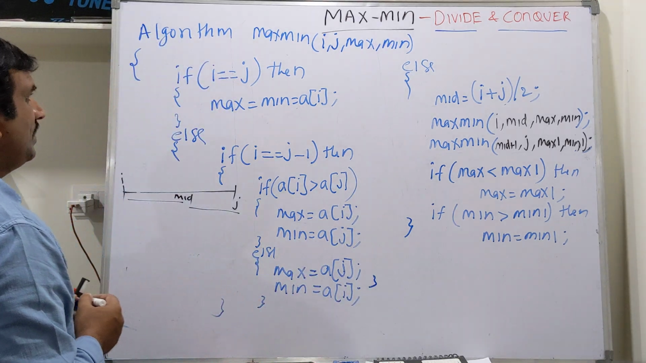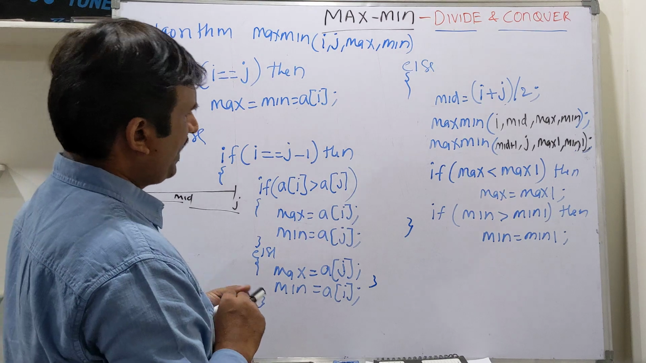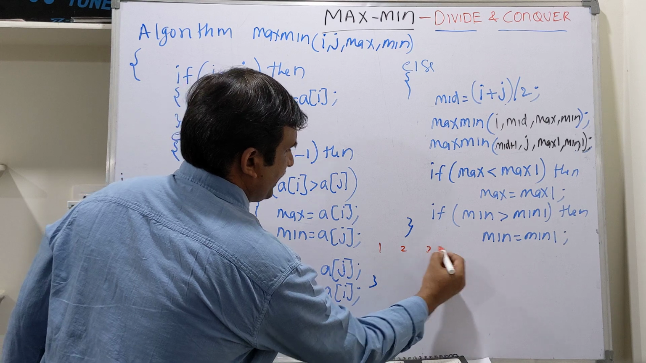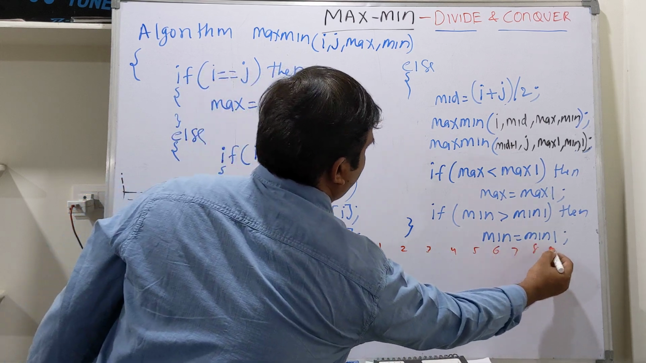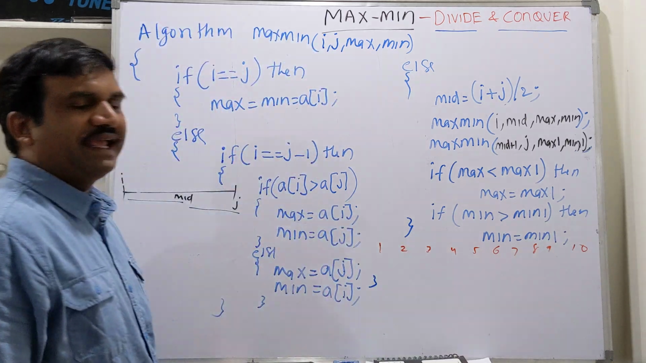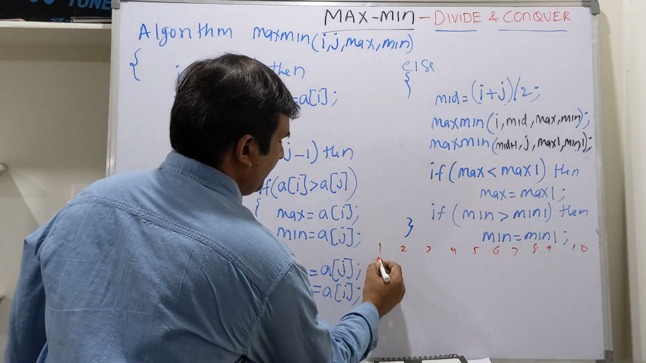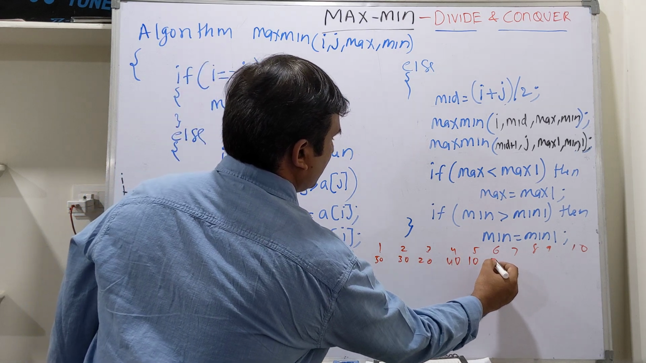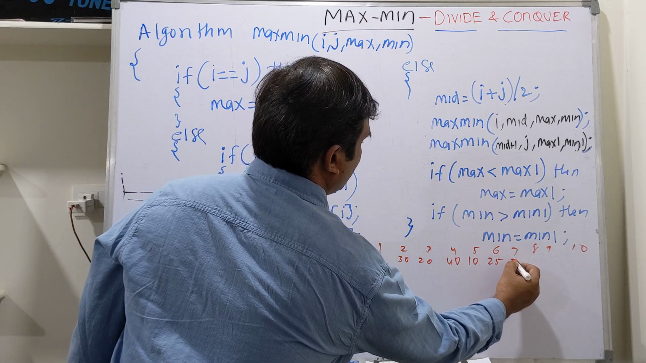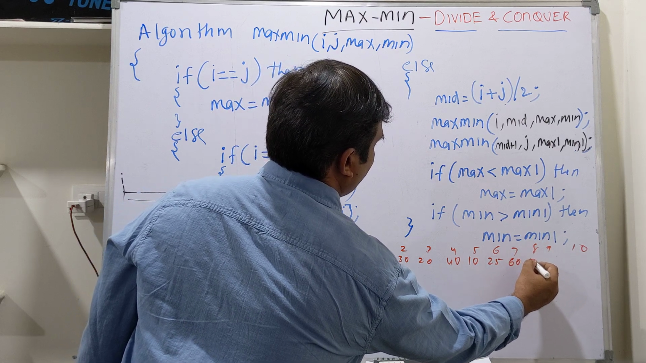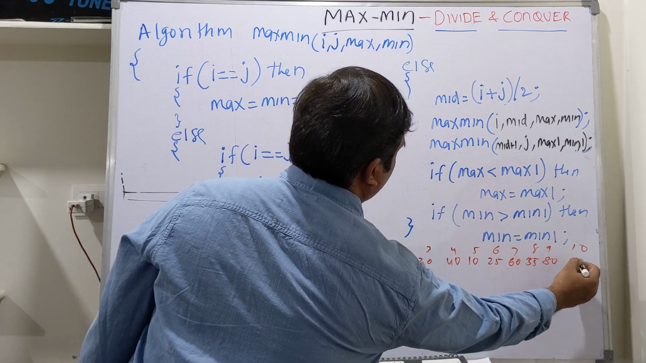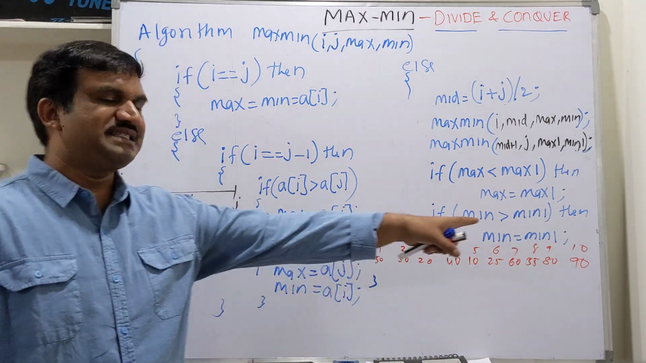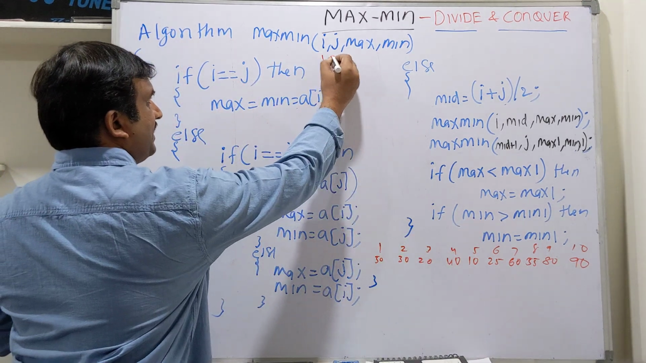Let's see. Assume you have indexes 1, 2, 3, 4, 5, 6, 7, 8, 9, 10, and the data will be 50, 30, 20, 40, 10, 25, 60, 55, 80, 90. Now initially, what is the big problem here? The i value will be 1 and the j value will be 10.